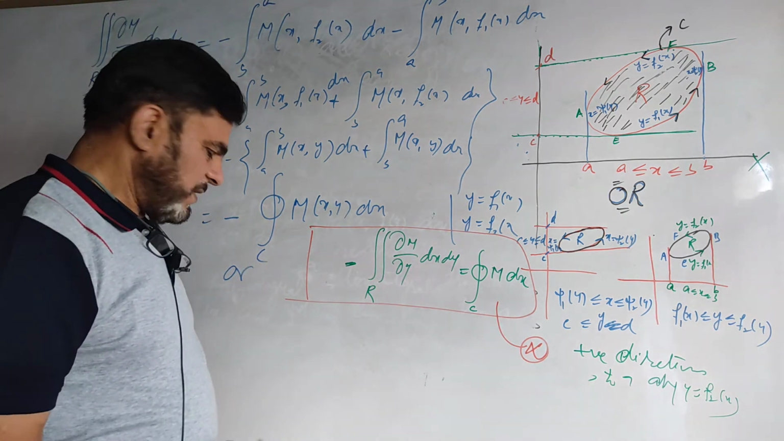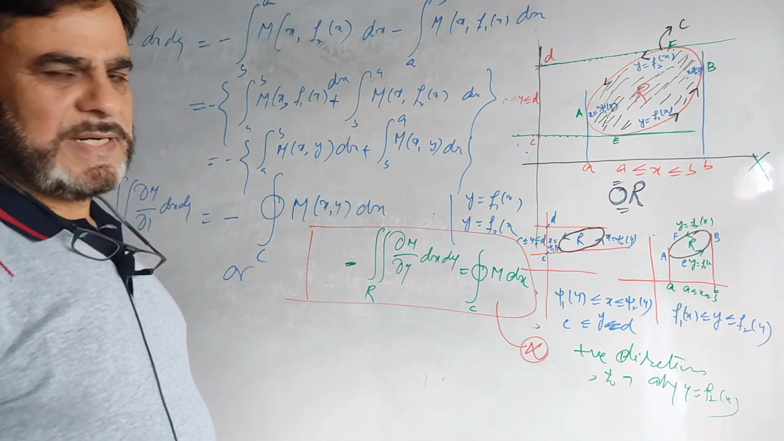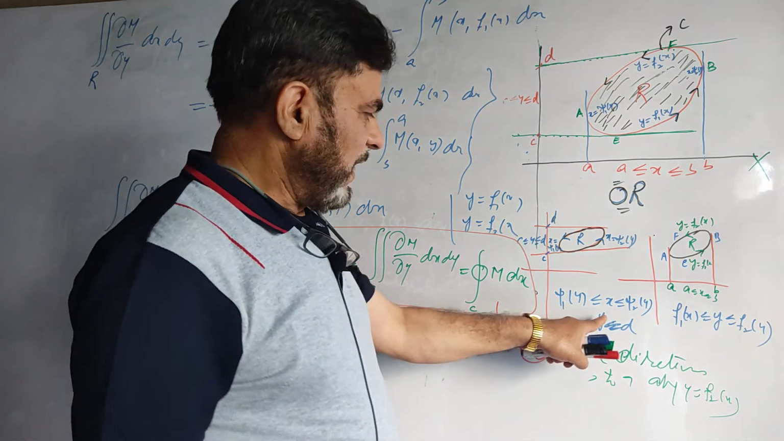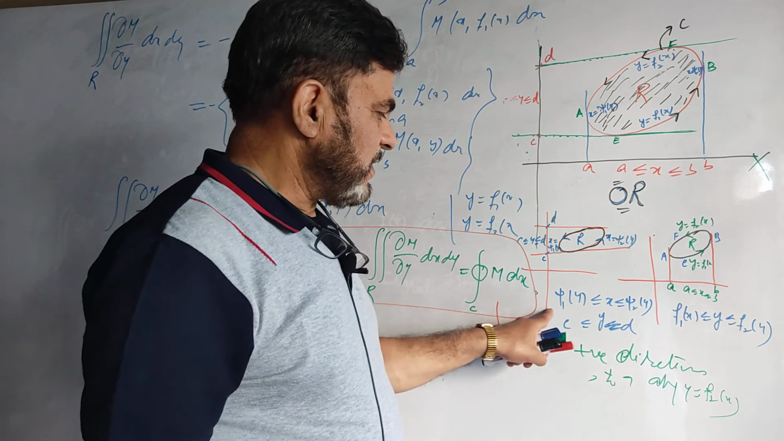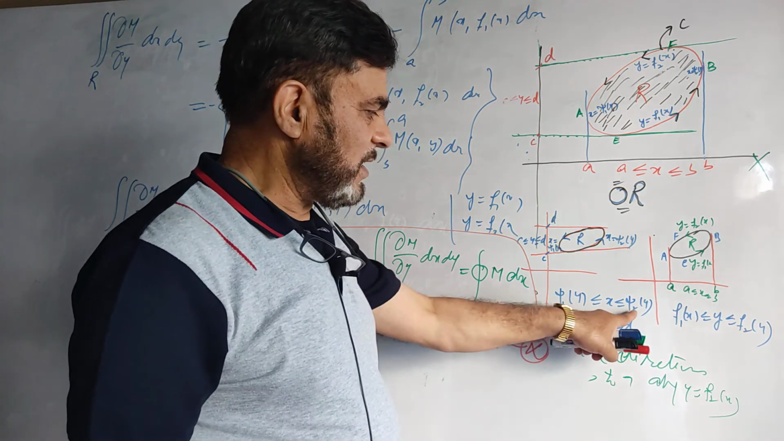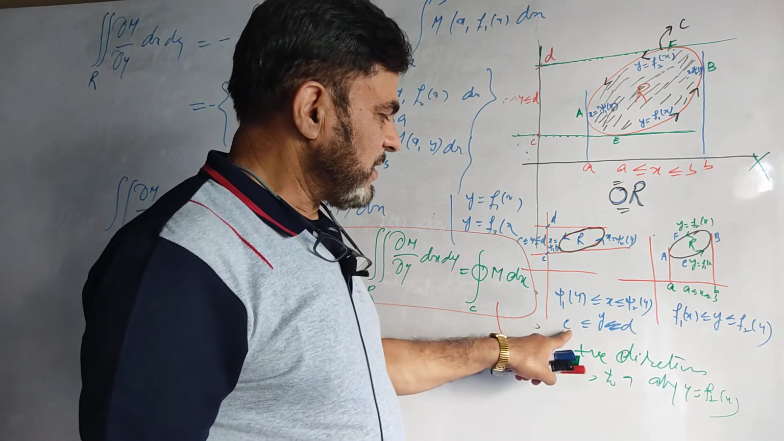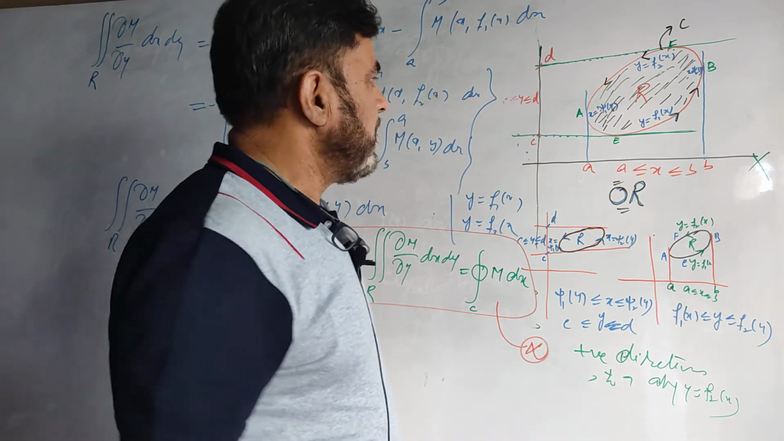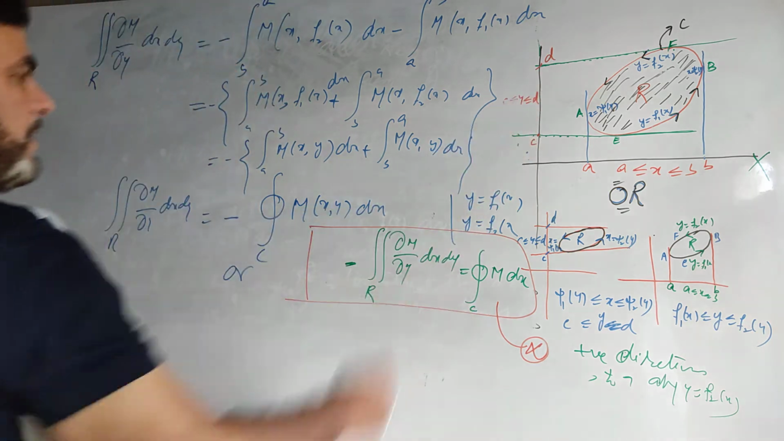Now we have the second part. The second part you can write similarly, but I will not take it similarly because I have chosen another region, where x is greater or equal to psi 1(y), less or equal to psi 2(y), and y is greater or equal to c, less or equal to d. I have mentioned this also in the figure at the top.